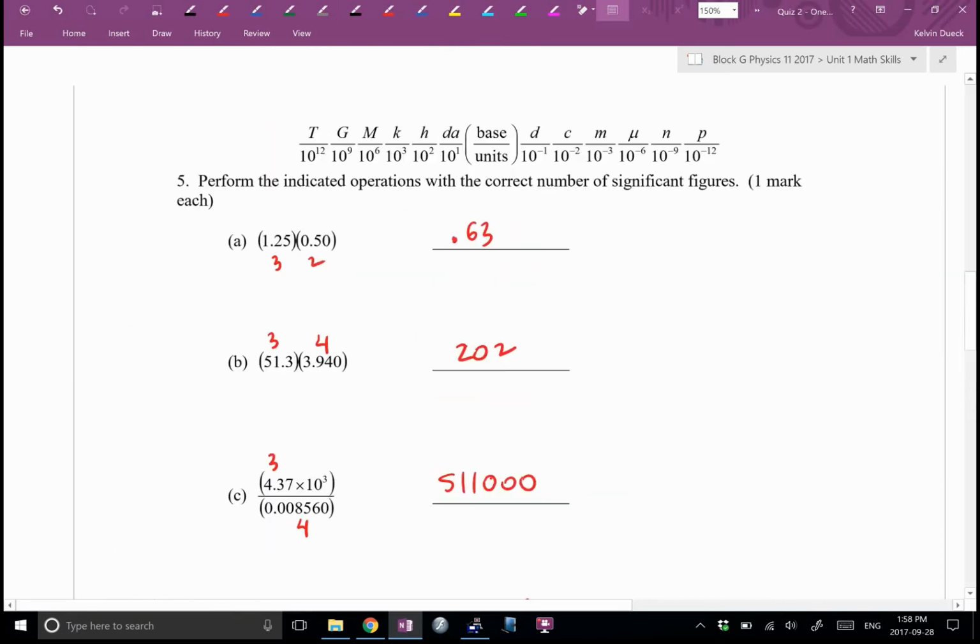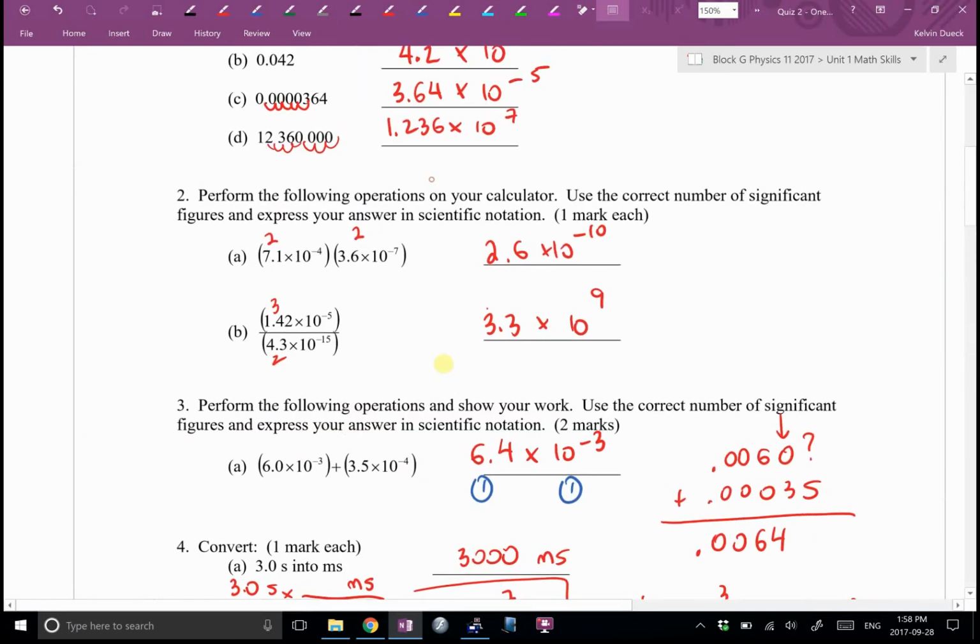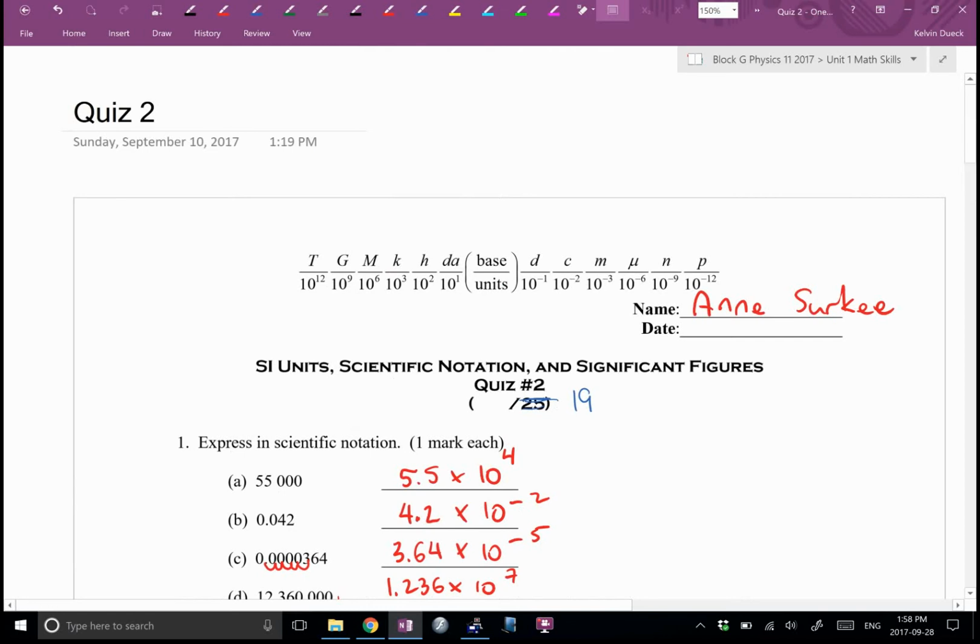Can you give yourself a lovely score at the top of this quiz out of 19?